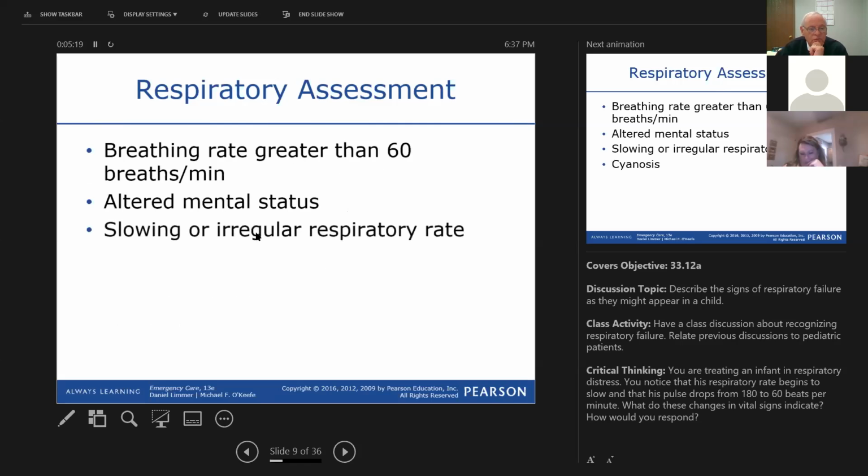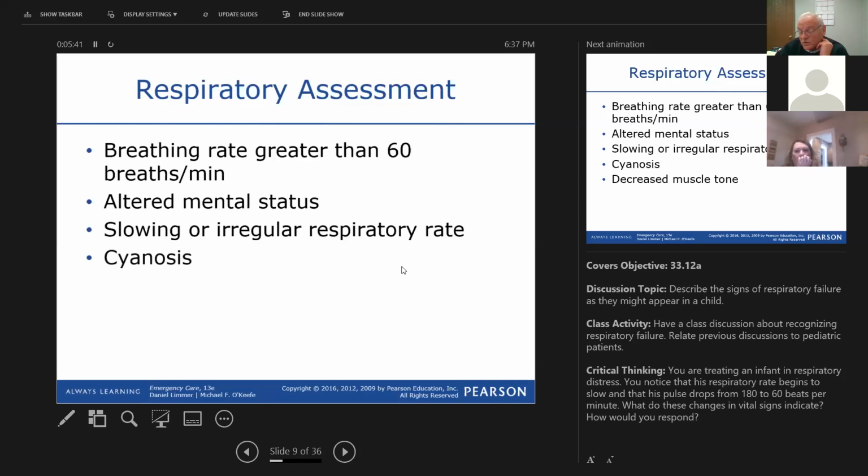It really gets to be an issue if they start having altered mental status. And it's worse if their respirations start going downhill rate-wise, or if it's irregular. It's very rare to have an irregular respiratory rate for anything. We do see them in strokes and some head injuries and things like that. It's rare in kids, so if you see it, that's an ominous sign. You've got something really bad going on.